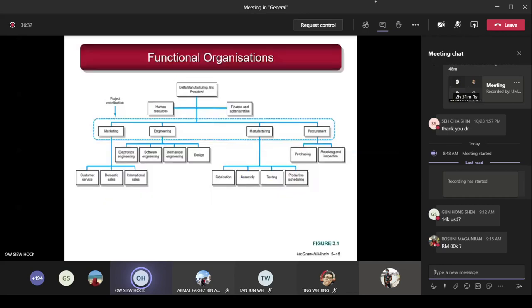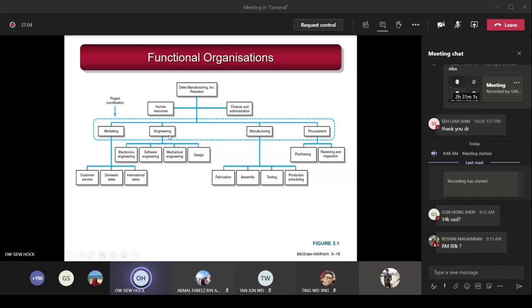This is a look at a functional organization. This is the company, Delta Manufacturing Incorporated. The highest level is the president, supported by the human resources department, finance and administration. At the next level, you have marketing, engineering, manufacturing and procurement. This is a functional organization, which means each function, each unit or department, contributes to carrying out the project. So they get people from procurement, manufacturing, engineering and marketing.